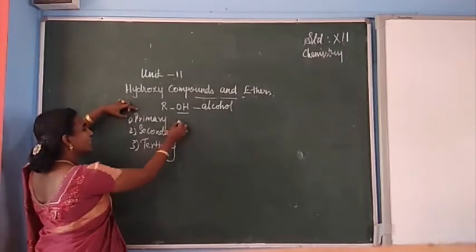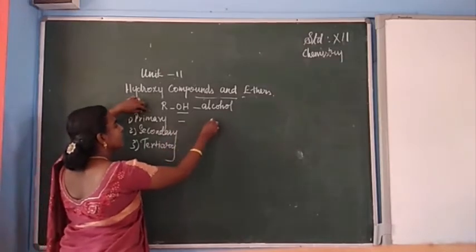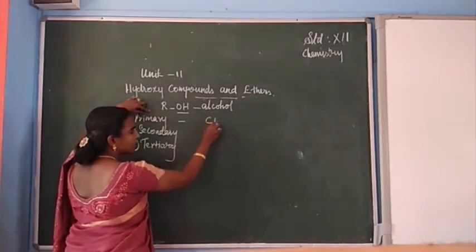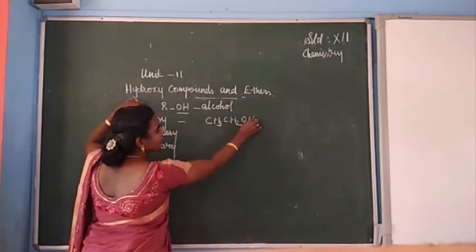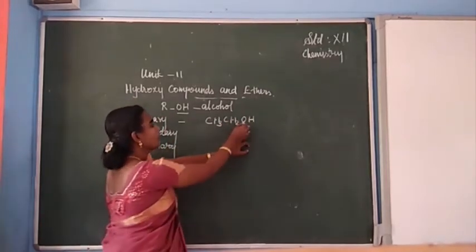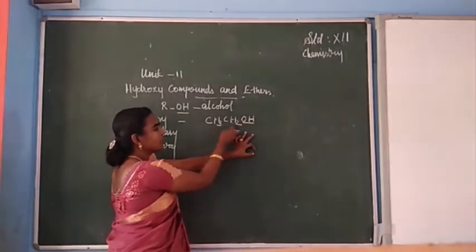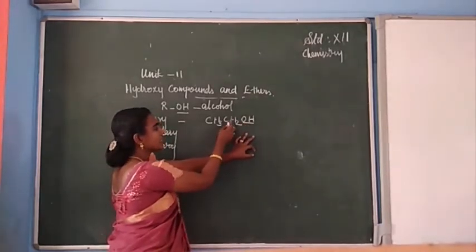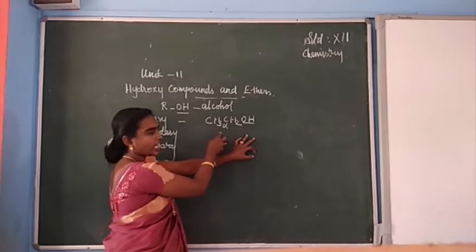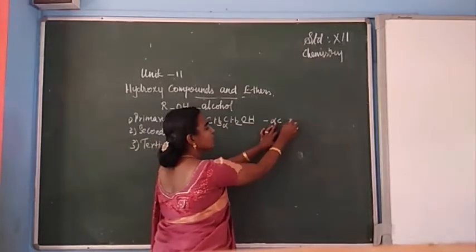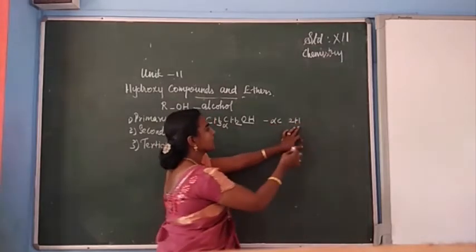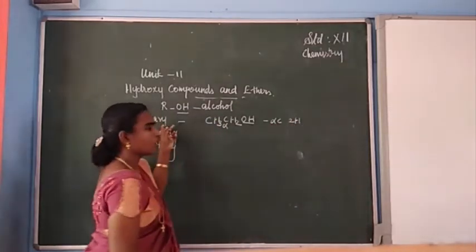Primary alcohol we can define like this. Consider a compound CH3, CH2, OH. So here the functional group is OH. The carbon which is present near to the functional group we can take as alpha. If the alpha carbon contains two hydrogen atoms, it is called a primary alcohol.